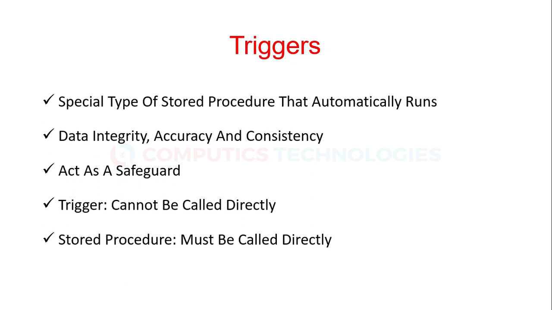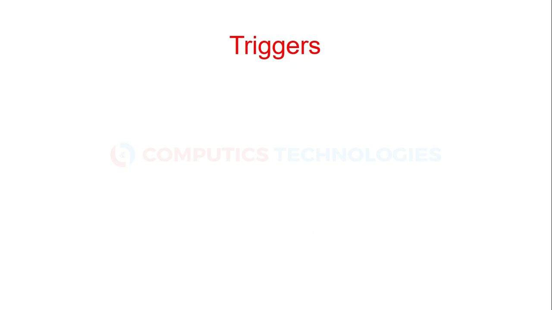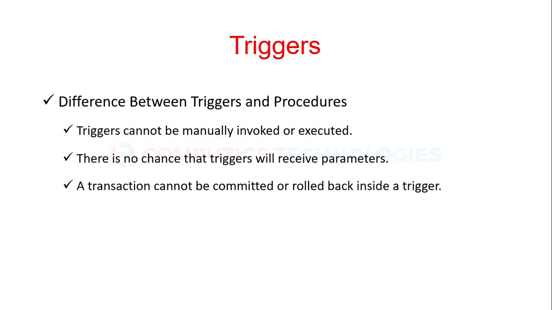A trigger is automatically called whenever a data modification event against a table takes place, which is the main distinction between a trigger and a procedure. On the other hand, a stored procedure must be called directly. The following are the key differences between triggers and stored procedures. Triggers cannot be manually invoked or executed. There is no chance that triggers will receive parameters.